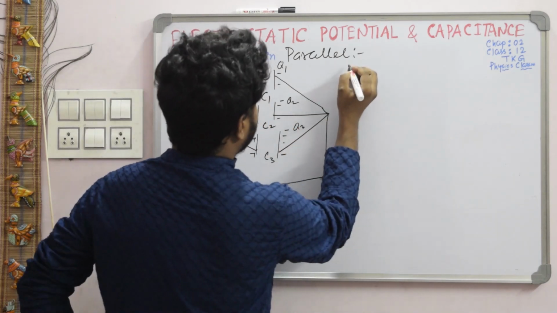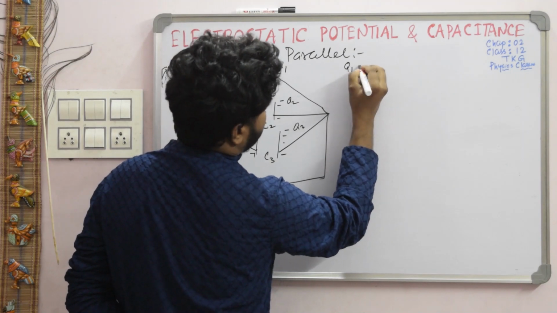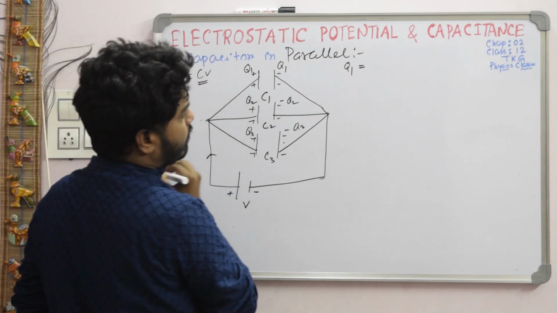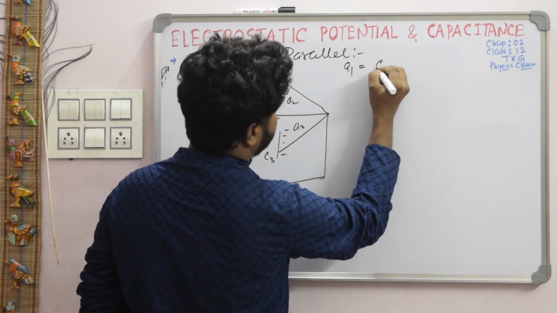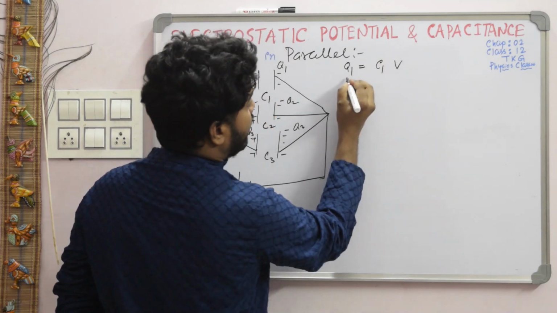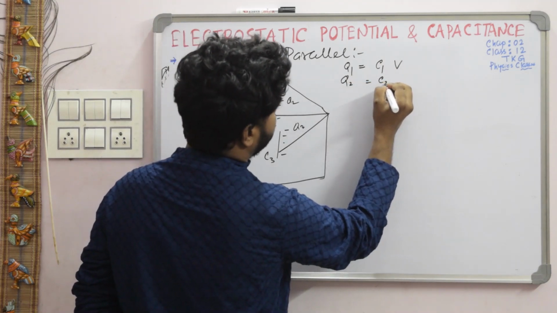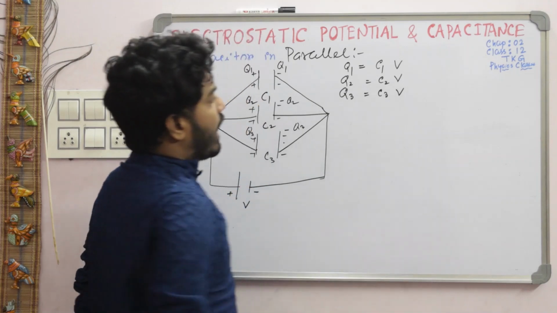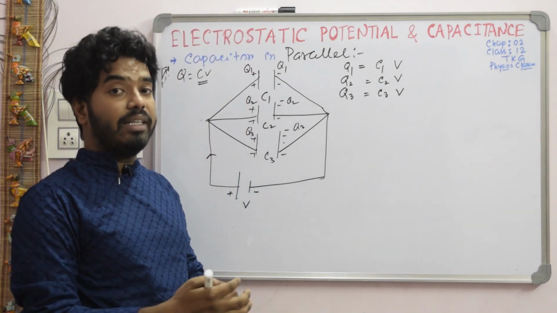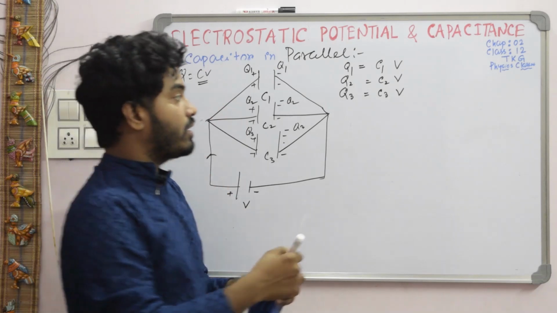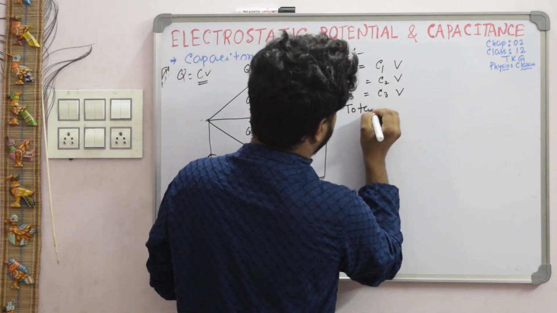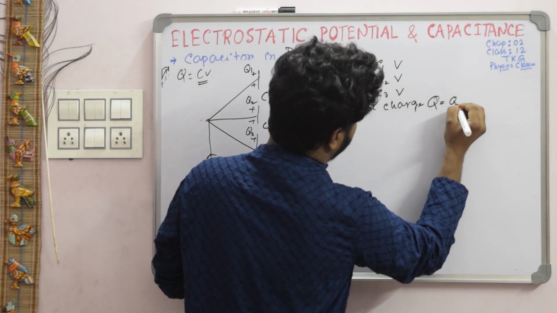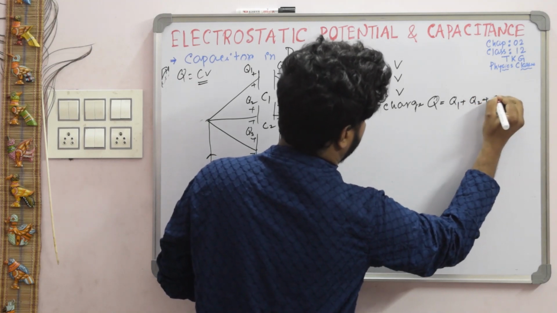So first of all we have to write the charge across each capacitor. What will be the formula? You know the formula, Q is equal to C into V. So for the first capacitor, Q1 is equal to C1 into V, as V is the same, and Q2 is equal to C2 into V, and similarly Q3 is equal to C3 into V. And what is the total charge? Total charge is divided in three parts, Q1, Q2 and Q3. So we can say the total charge Q is equal to Q1 plus Q2 plus Q3.